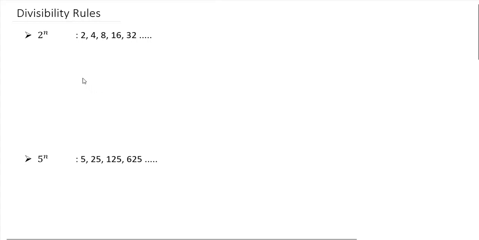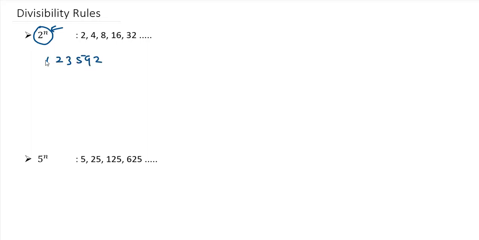Suppose you want to determine whether a number is divisible by any number which is of the form of 2 raised to n, or if you want to find the remainder when any number is divided by a number which is of the form of 2 raised to n. So how will we do that? Let us consider an example: 1, 2, 3, 5, 9, 2.